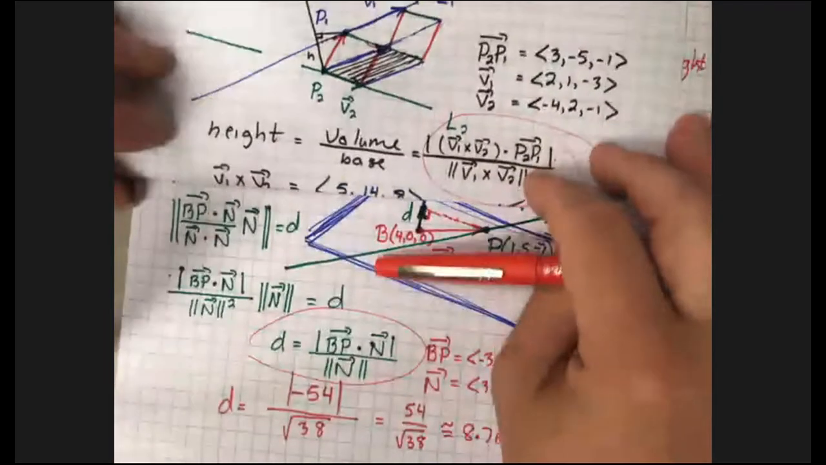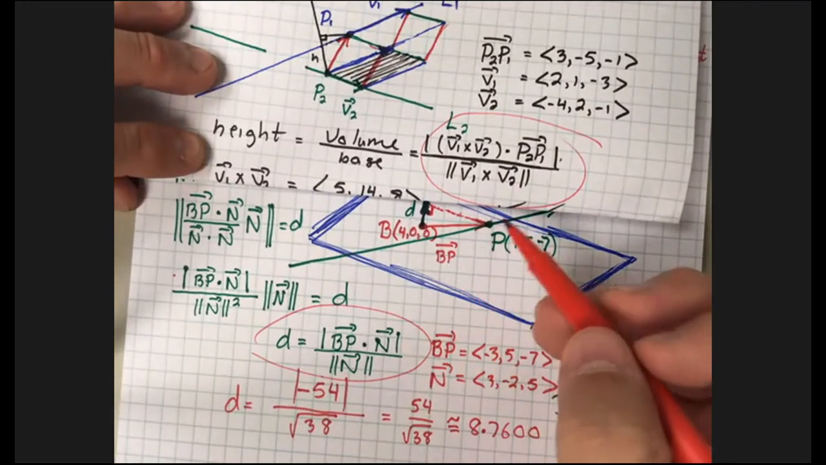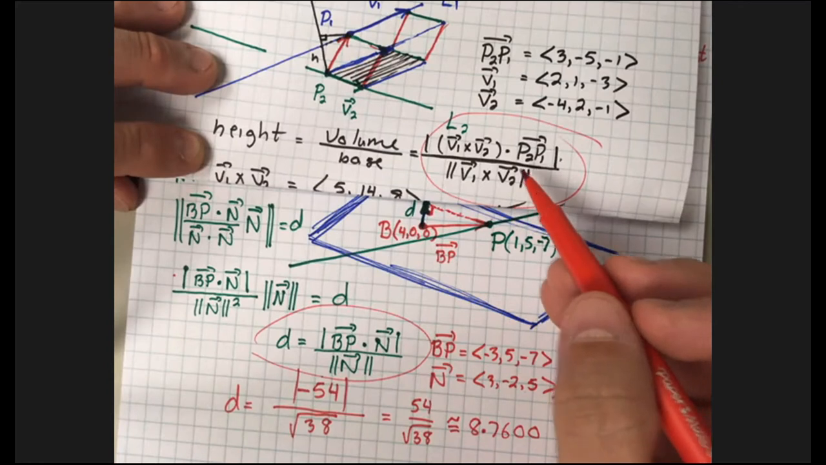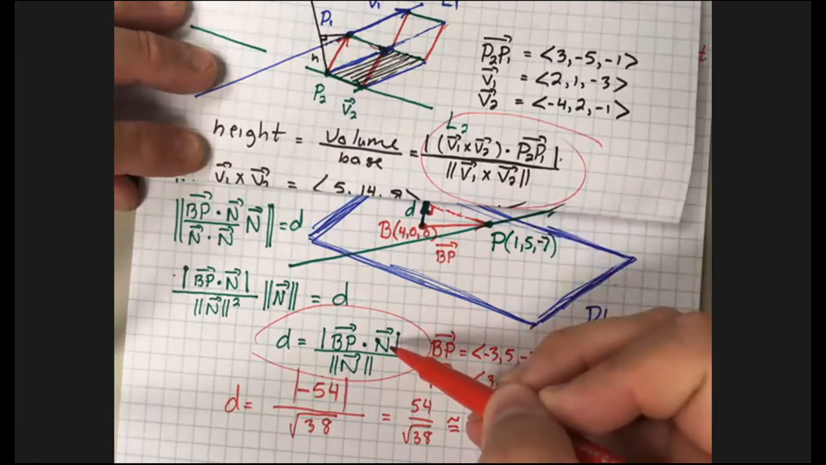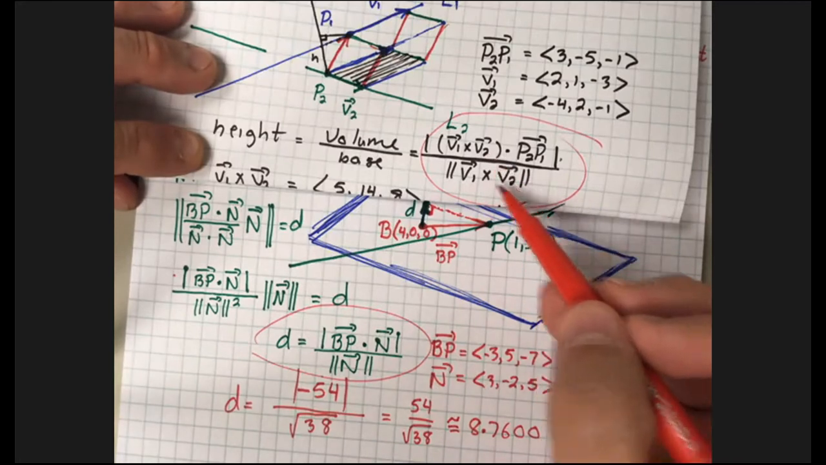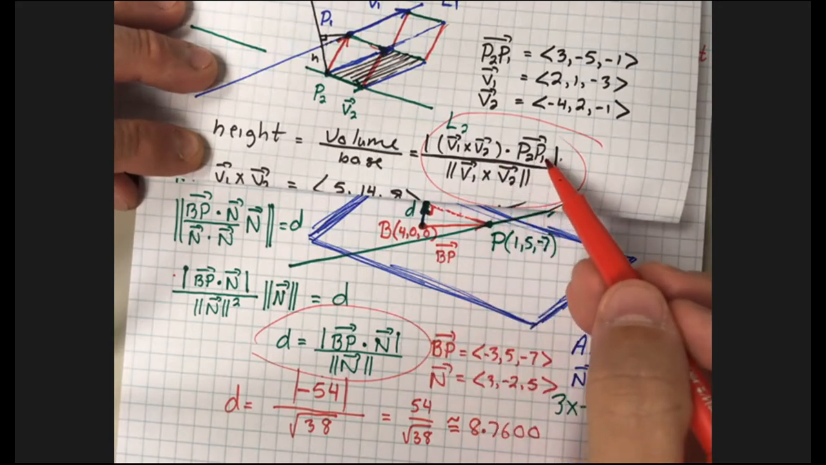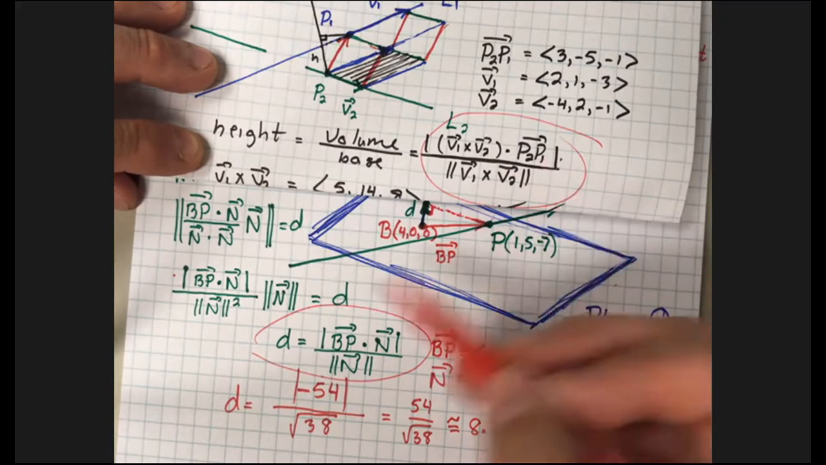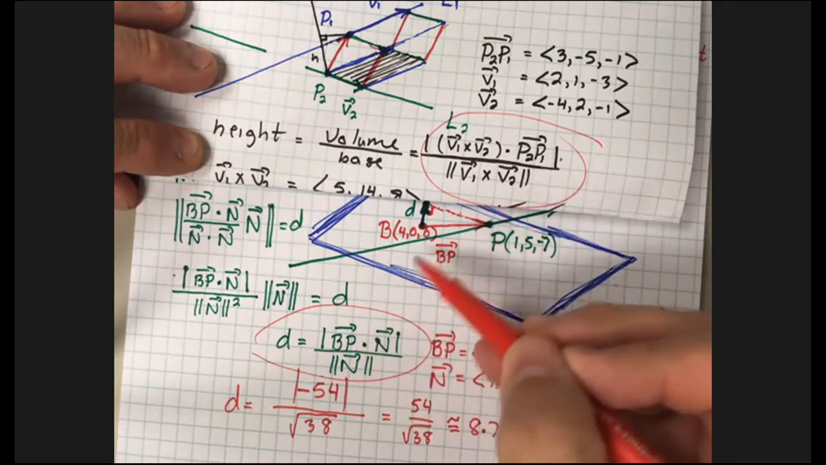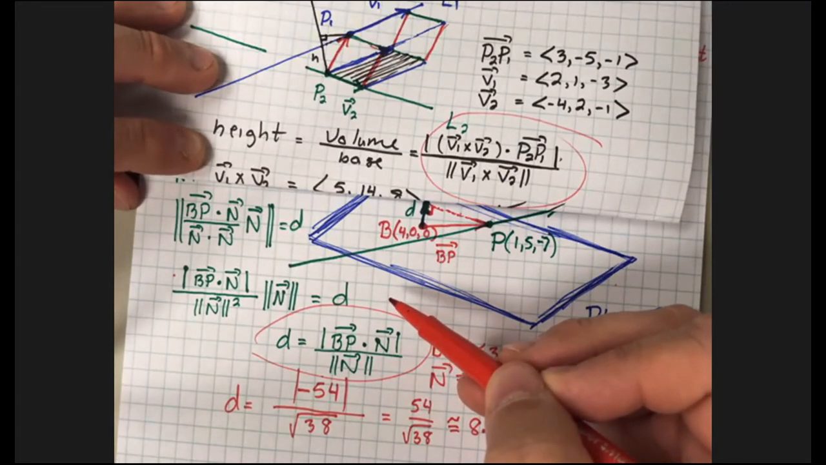Notice if I put these two side by side, which isn't easy to do, try to do it. These two formulas, this formula and this formula, are the same. They're both talking about dotting with a normal. Here I dotted with a normal, and the normal is V1 cross V2. And there's the mag of the normal, mag V1 cross V2. And here's the vector that I was projecting, P2, P1, or BP. So both of these equations are the same. They're the idea of let's dot with a normal.